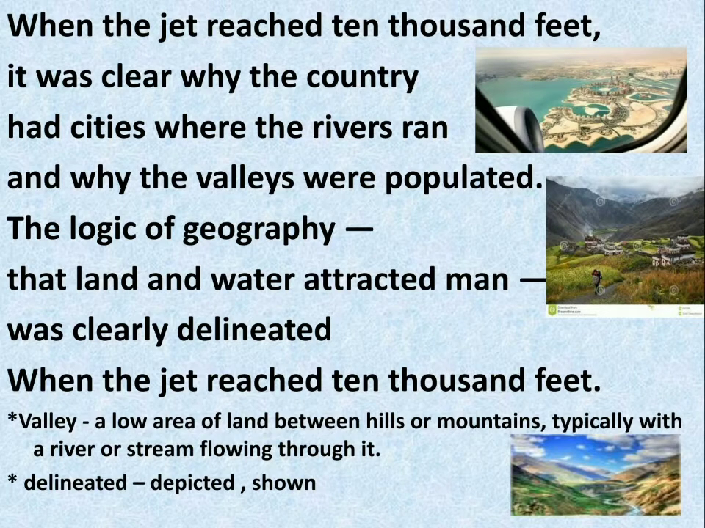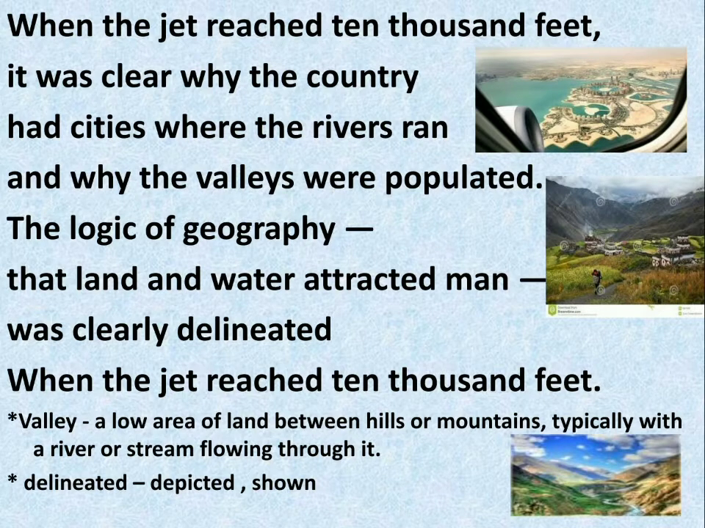Right? Now coming to these lines, here in the second stanza, the poet says that when the jet plane went higher, up to 10,000 feet in the sky, looking below at the country, one could clearly see that the cities in the country had developed along the rivers. All the cities developed along the rivers, and it was natural because people need water, isn't it, children?